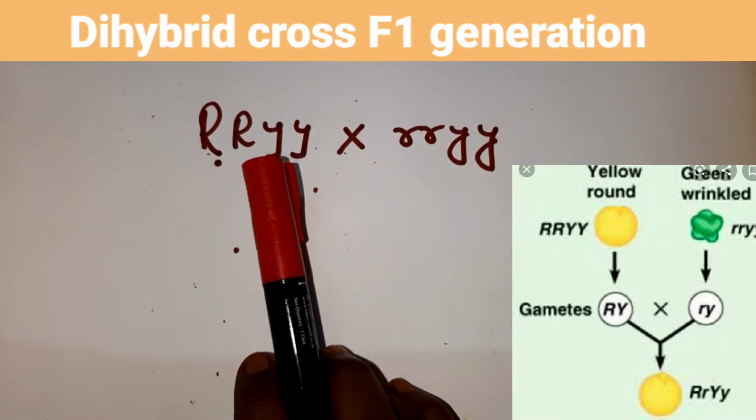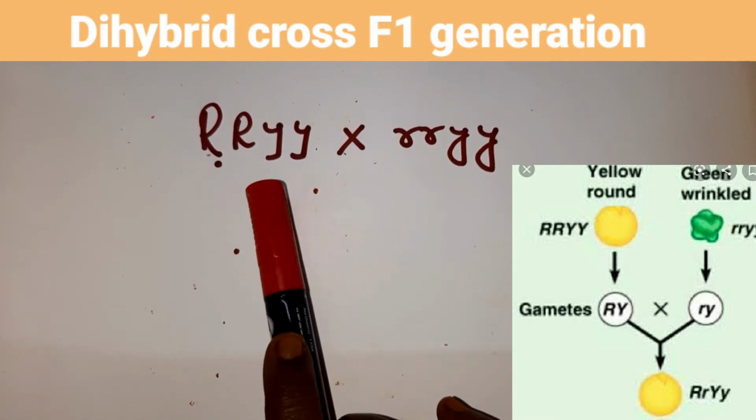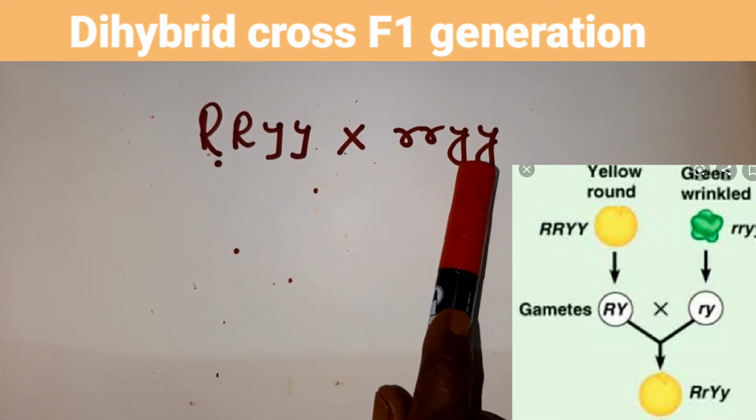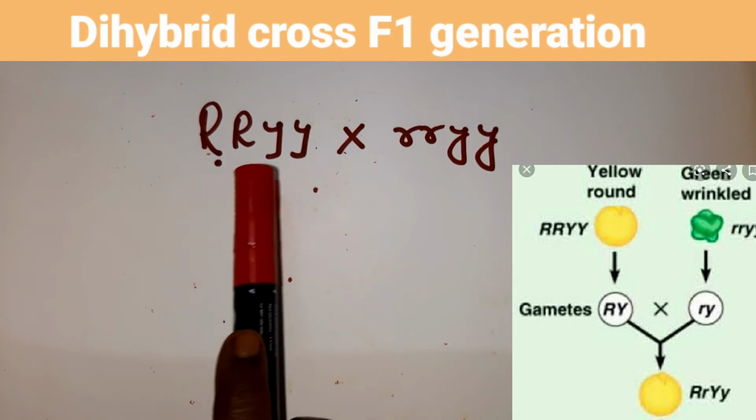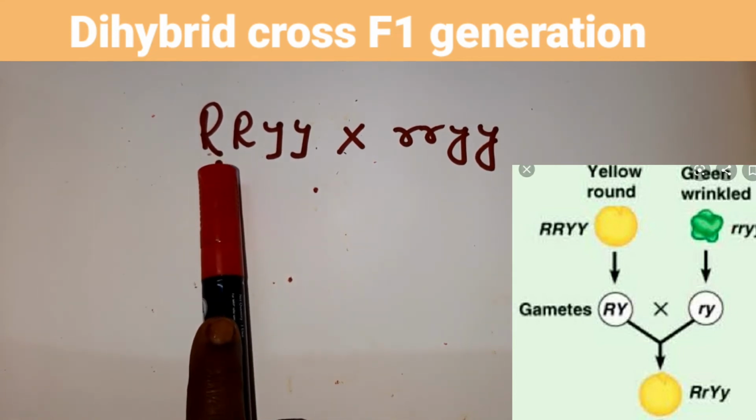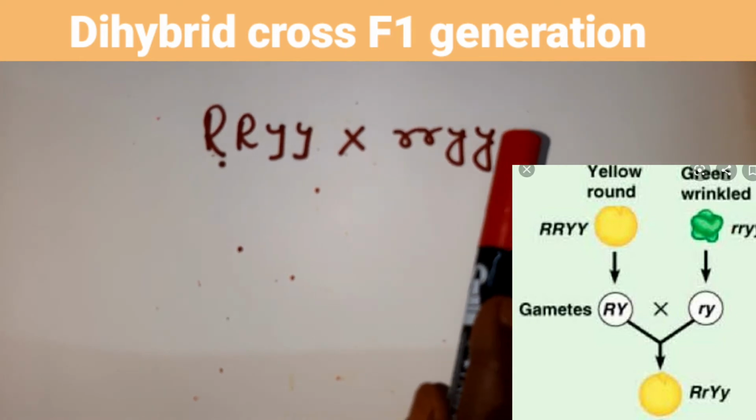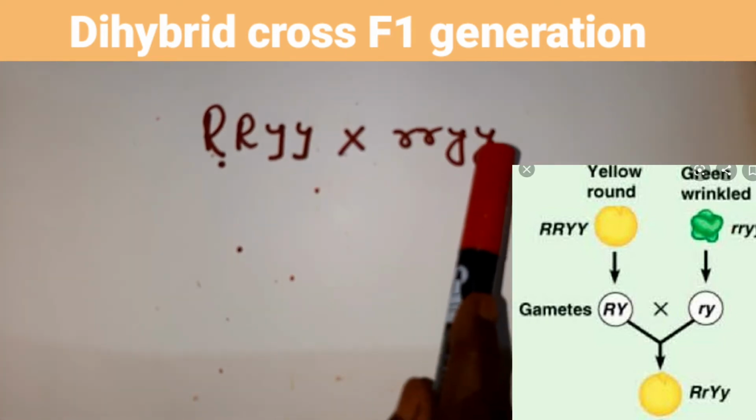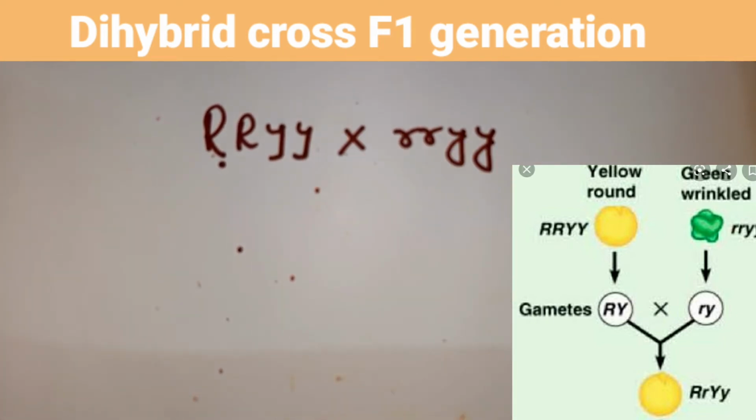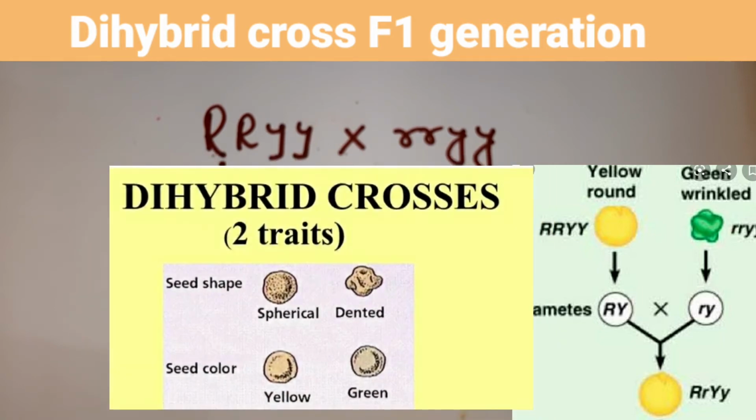The cross between two plants differing in two different characters, children. So what are the characters here, children? Round and wrinkled is one characteristic. Yellow and green is one more characteristic. Mendel selected two characteristics, children. One is color and the other is shape. Color is one character or trait, and shape is one more trait, children.